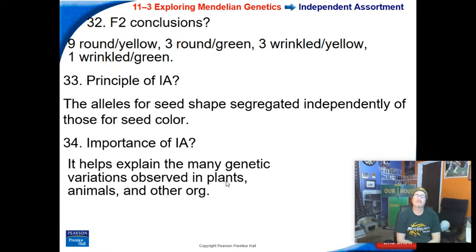If the chromosomes did not line up randomly during meiosis, during gamete formation, if there was a predetermined way that they lined up, we would not have as much variation in species as we do in plants, animals, and of course the other organisms. We're talking about fungi, we're talking about bacteria.